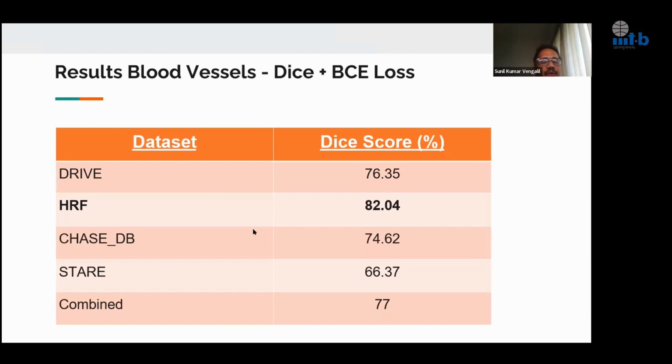These are some of the numerical metrics that we got for blood vessel segmentation. Using a combination of dice loss and BCE loss, we were able to get a dice score of 82% on the HRF dataset, which is a high resolution dataset. The lowest one, 66.37, is on the STARE dataset. This dataset is very obsolete now, and the image quality is very poor. This is the oldest dataset for fundus images, STARE.